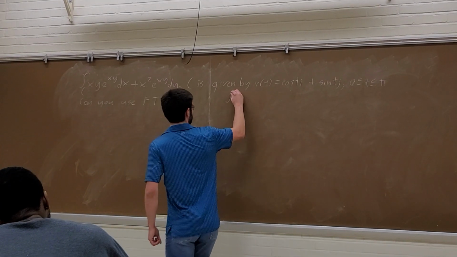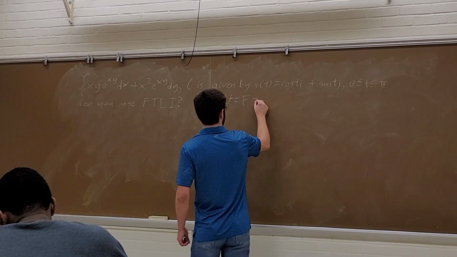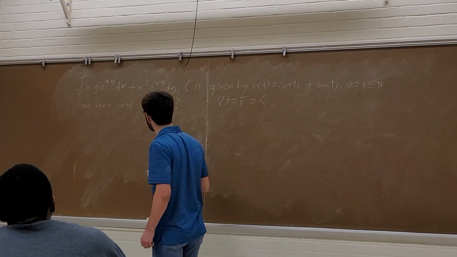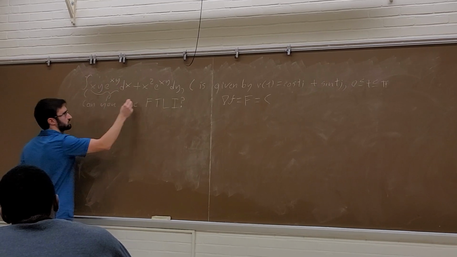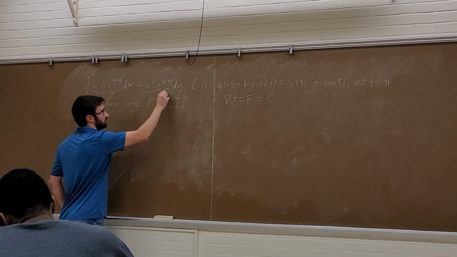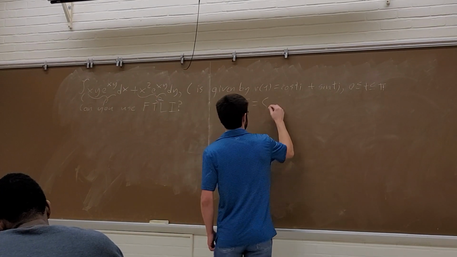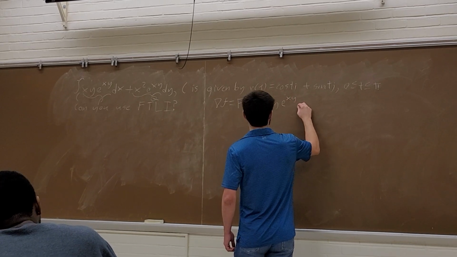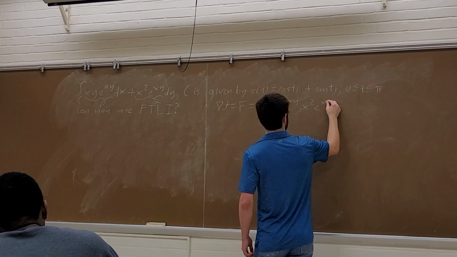So we would need to find some f such that the gradient of it is equal to F, where F is given by, okay, so that would be P, and this would be Q. So P is xy e to the xy. Q is x squared e to the xy.